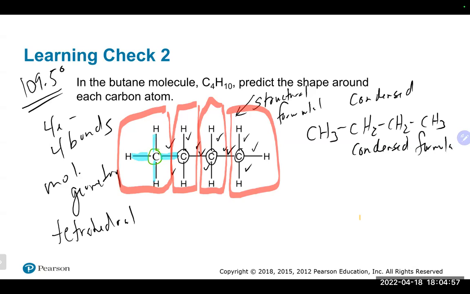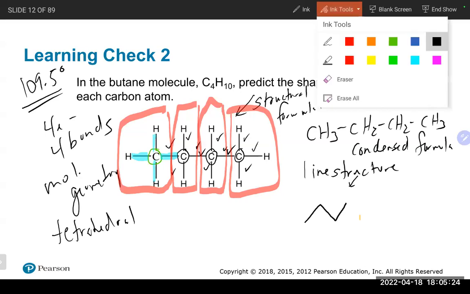Now, there's a third type of formula that we commonly see, and it is also what is referred to as line structure. And basically, it is what it sounds like. It's just lines. You don't write anything else but lines, basically, in most cases. And if we were to do the line structure for this guy, it would look just like that. And that would be the line structure here. So let me show you what each of that represents.